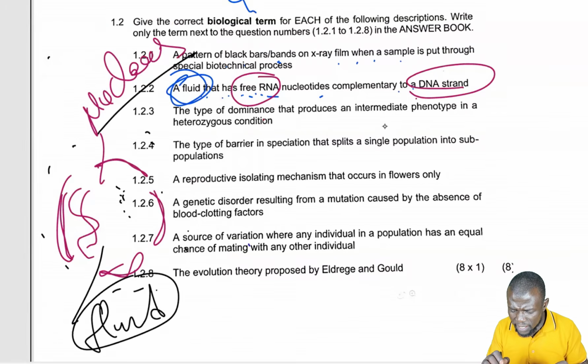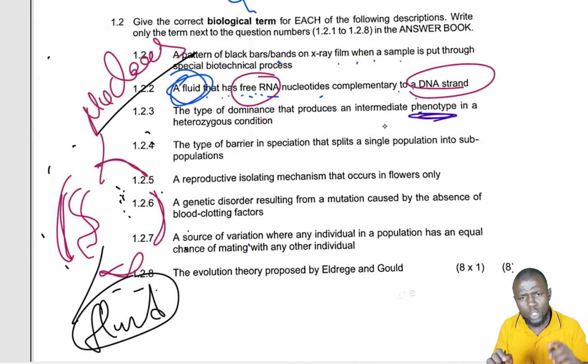The type of dominance that produces an intermediate phenotype. Whenever we talk about intermediate phenotypes, we're talking about incomplete dominance. For example, none of the two is completely dominant over the other. It means that each contributes 50%.